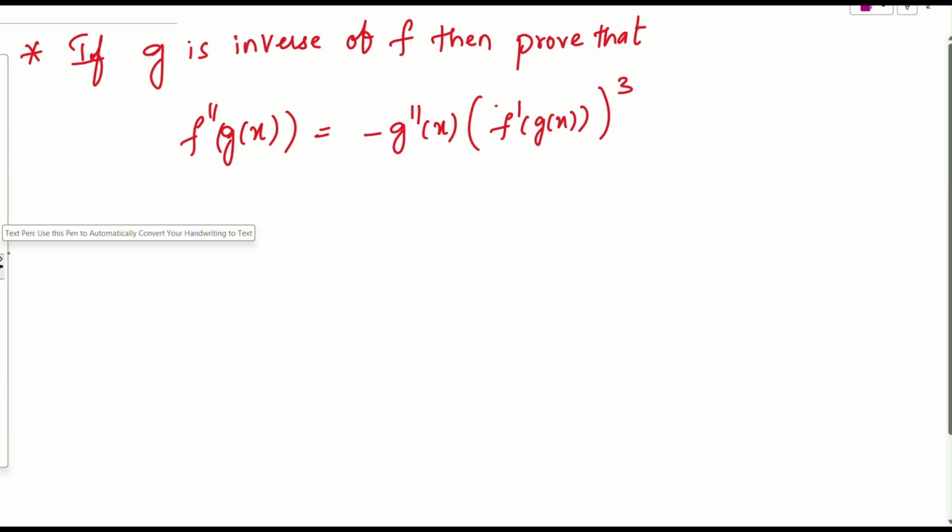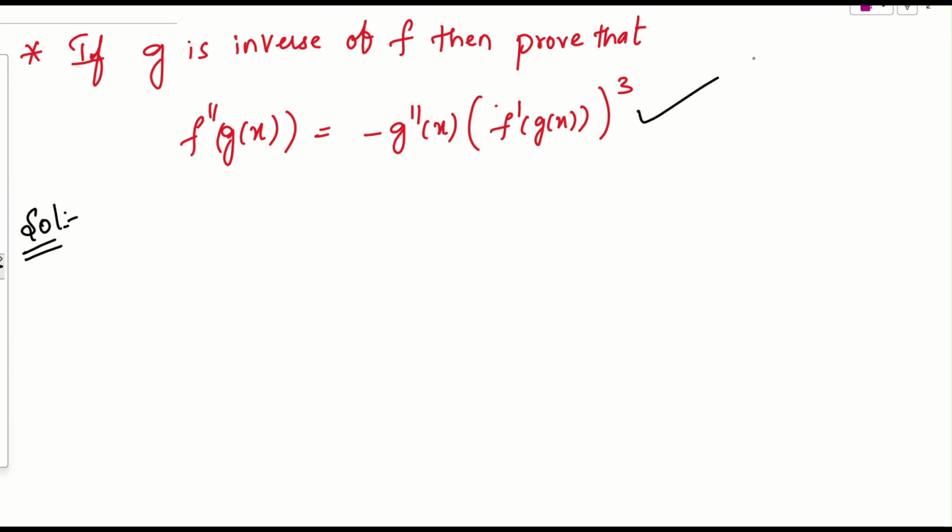Let us see what was the question given here. If you check this problem, they are telling simply G is the inverse of F. Then we need to prove this. Keep in mind what we need to prove. Simply take the definition from that. What should we do? We have to take F double derivative, right? Keep that in your mind.